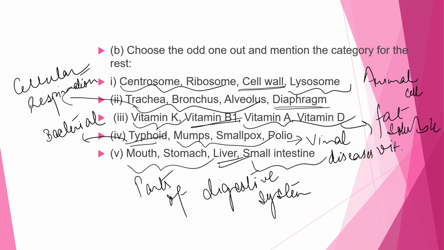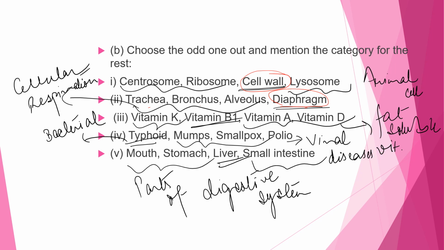Now, B question: choose the odd one out and mention the category for the rest. Centrosome, ribosome, cell wall and lysosome. In this, cell wall is the odd one because it is present in the plant cell, and the others are all present in animal cell. Only cell wall is present in plant cell. It is absent in animal cell. Now, trachea, bronchus, diaphragm and alveolus. In this, diaphragm is the odd one out because trachea, bronchus and alveolus all take part in cellular respiration. Diaphragm is not taking part in cellular respiration.